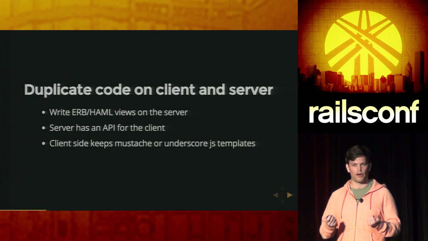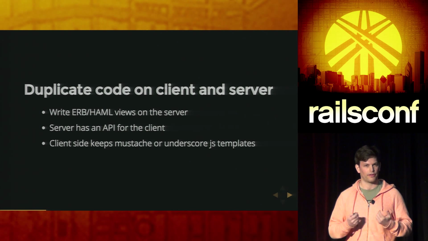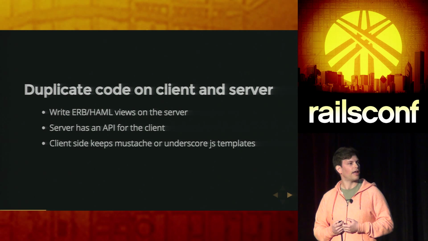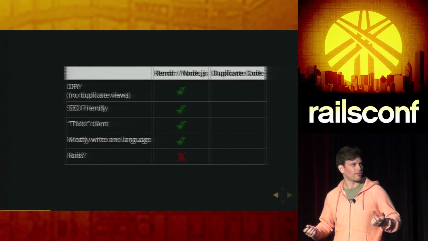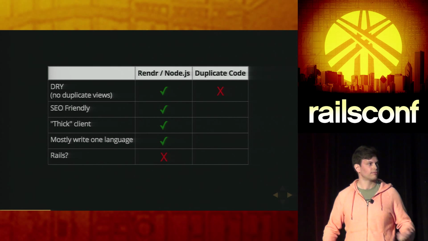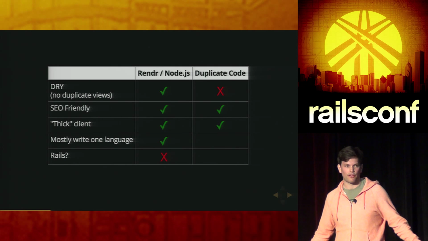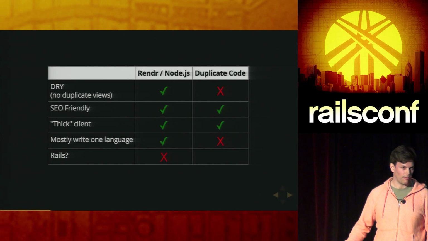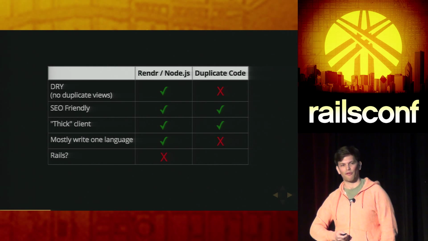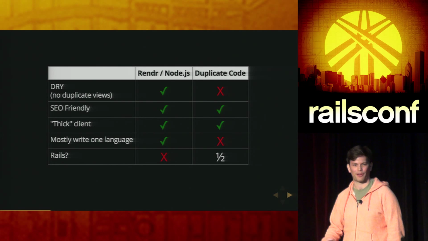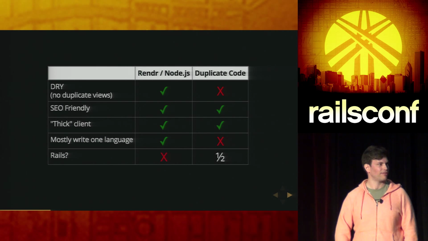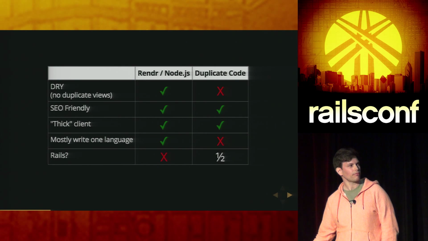And this can be very, very dangerous. It can lead to some hard to suss out bugs. And we all know DRY is a good thing to strive towards. So this doesn't stack up very well. It's not DRY. It's SEO friendly. It's a thick client. You didn't write mostly one language, though. You had to write a bunch of stuff on the client and the server. And we only get a half point for Rails. So we got to spend a lot of time still on the front end noodling around there.